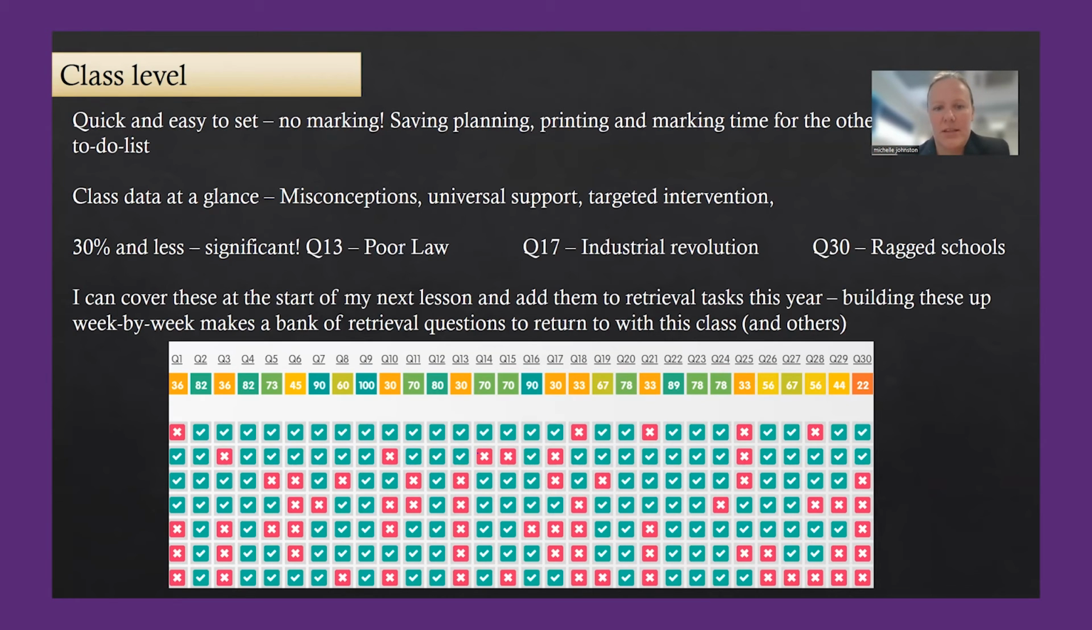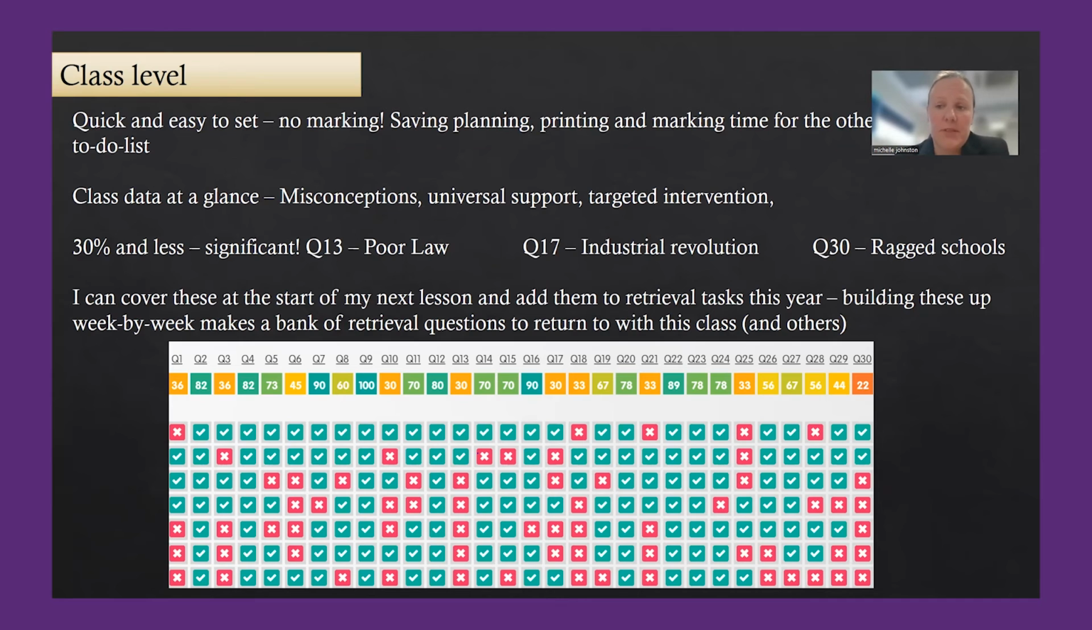You can look at misconceptions, and you can look at topics. So I would definitely cover the Poor Law, the Industrial Revolution, and talk about ragged schools, which actually we hadn't covered at all. So that's almost a prompt to make sure I cover that now before the exam. I would do that as a starter next lesson so that I can support them with that, because if a lot of them are getting it wrong, then that's something that they can improve.